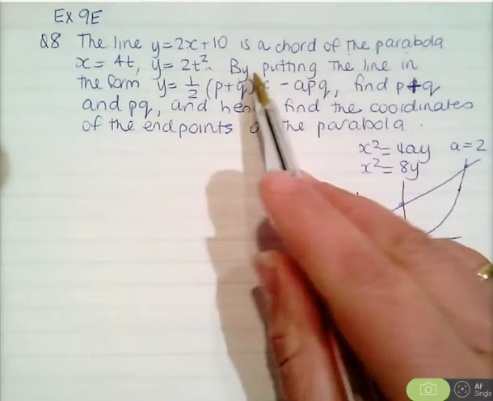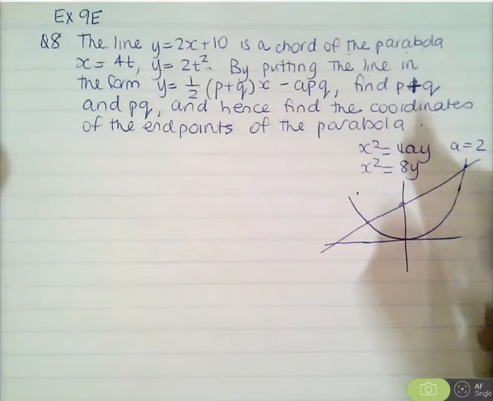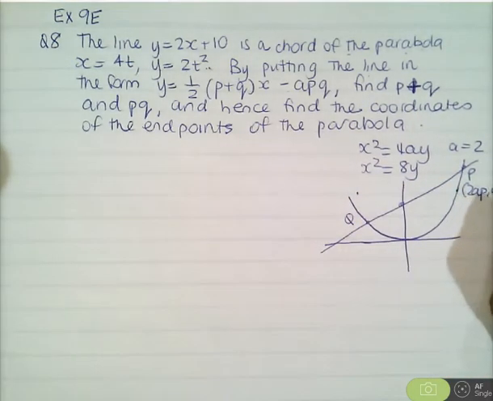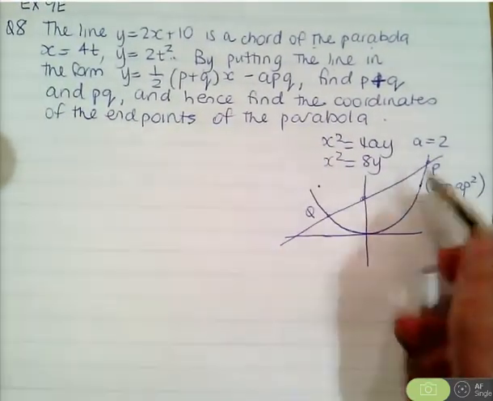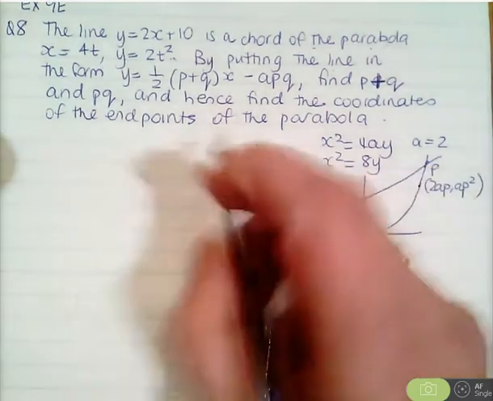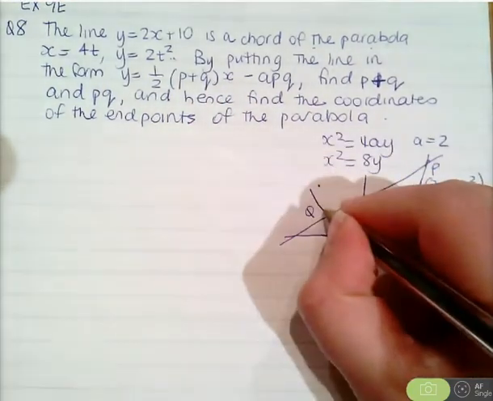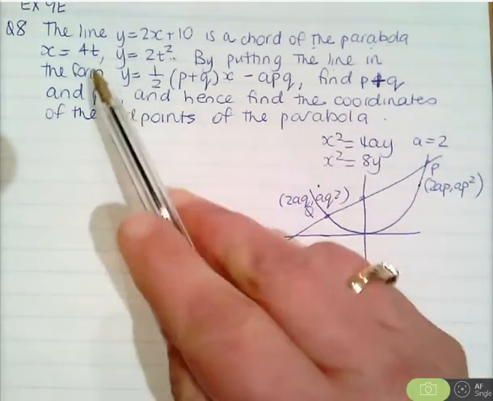Now, it says by putting the line in this form, y equals a half (p plus q) times x minus apq, now this line is a chord of the parabola. I'm going to give these 2 points on the parabola parameters p and q. So it's asking us, this line is a chord of the parabola, which means it does cut it in 2 places. Obviously point P is (2ap, ap squared), and point Q will be (2aq, aq squared). And we want the line in that form.